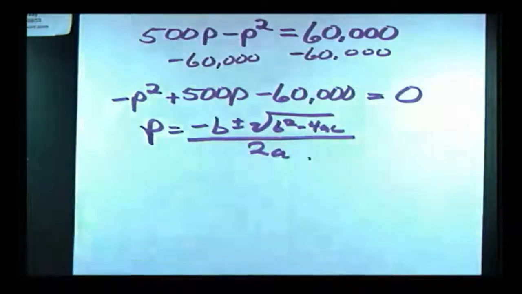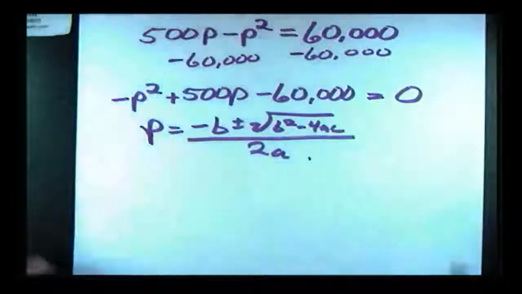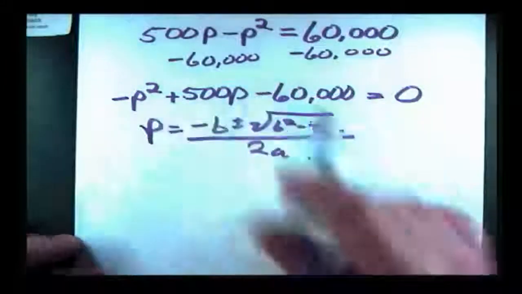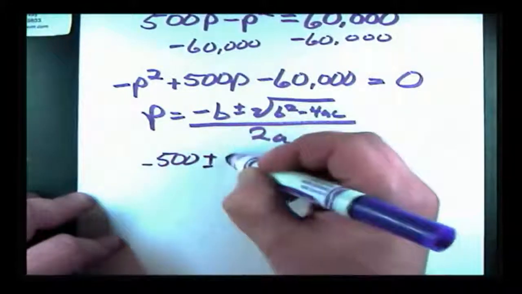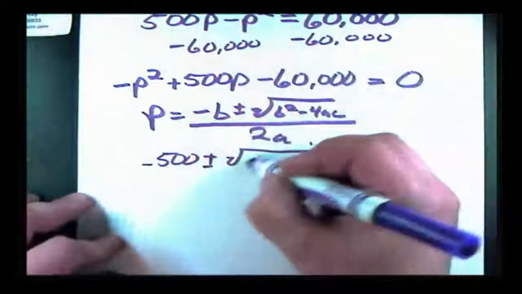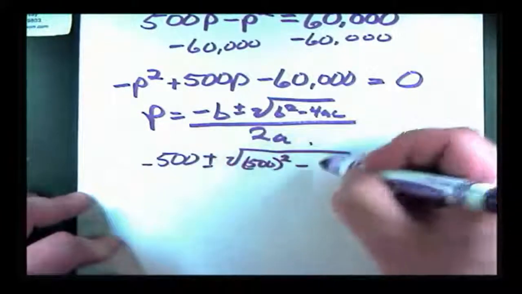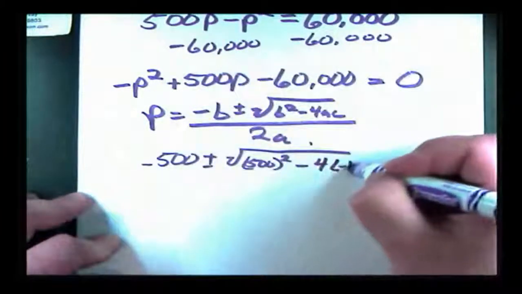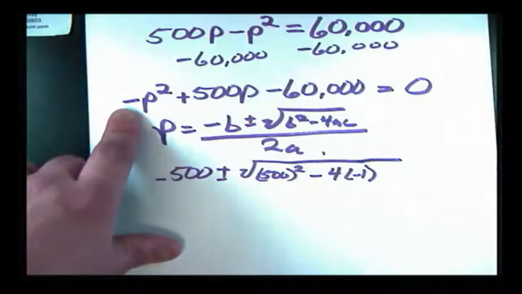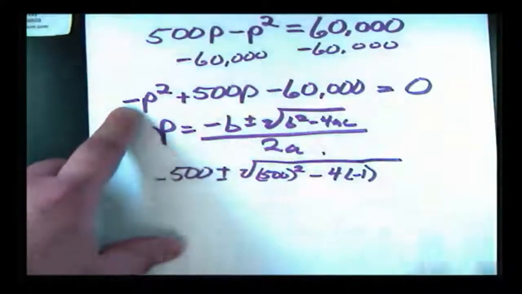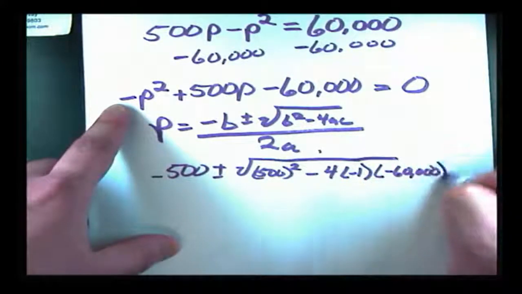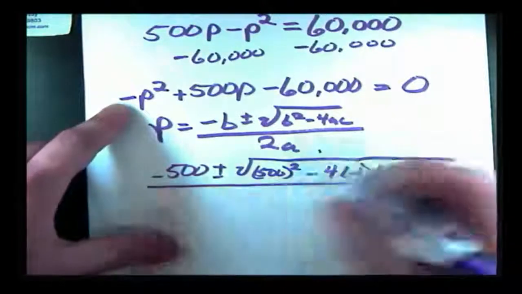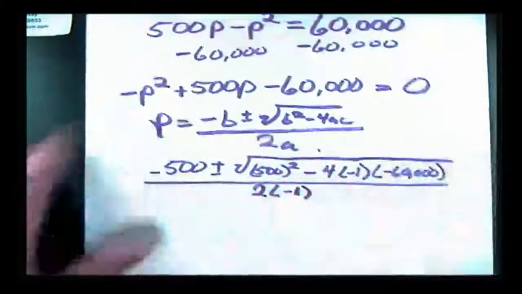Sometimes it takes a little longer, but it will definitely get you the right answer if you work through the steps correctly. So now that I have this, I'm going to plug them in. I have 500, so I have negative 500 plus or minus the square root of 500 squared minus 4 times negative 1. That's the coefficient. If there's no number there, it's 1, of this first term times negative 60,000, all divided by 2 times negative 1.